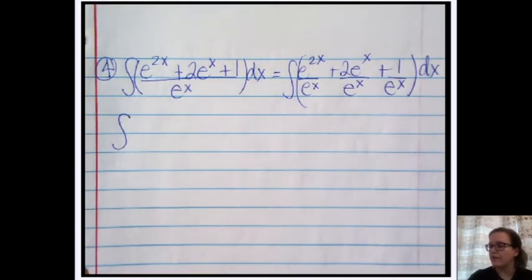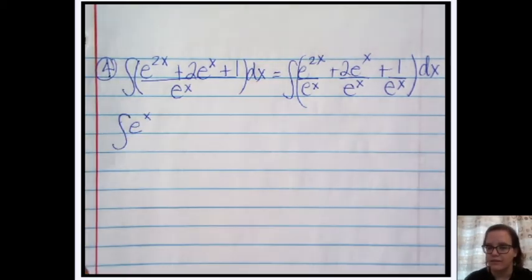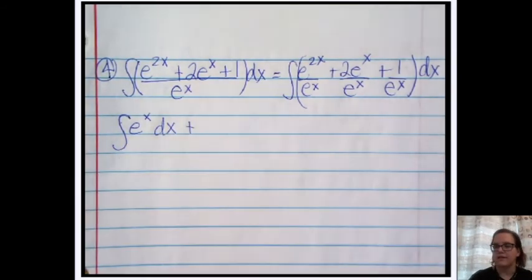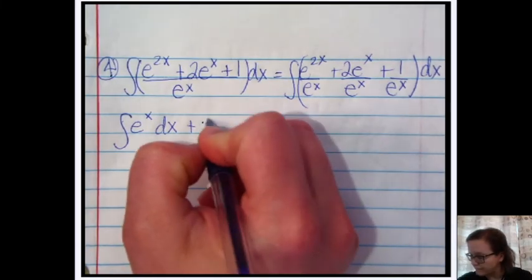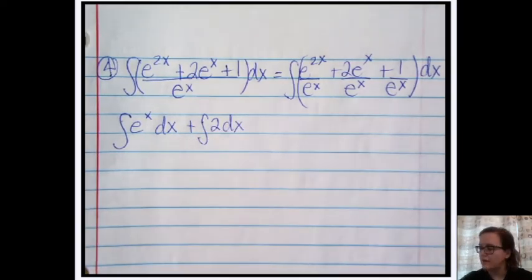So e to the 2x over e to the x. Again, we have the same base, so we subtract our exponents. So I get e to the x, and I'm going to go ahead and split it up at this point. So I get the integral of e to the x dx, okay? And then here I have 2e to the x over e to the x. So the e to the x's cancel out, so I end up with plus the integral of 2 dx.